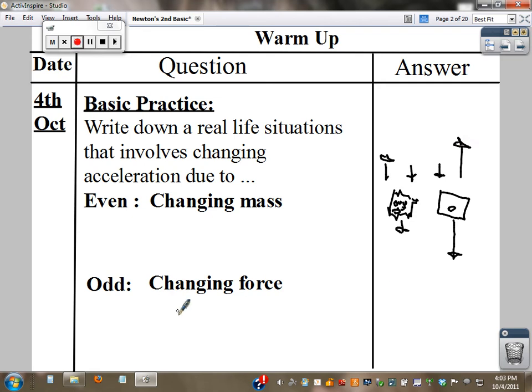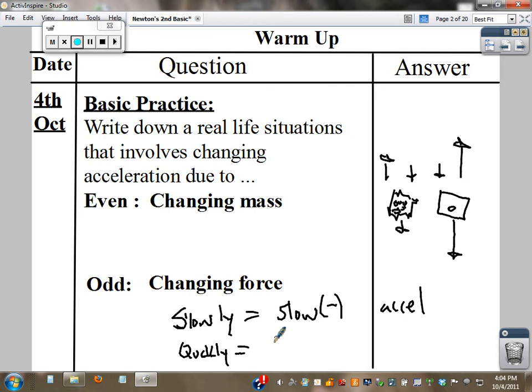Changing force: if you gently press the brakes, you'll stop slowly, which equals slow negative acceleration. Press the brakes quickly, like hard, push the brakes hard, that means fast. You'll come to a stop quickly, negative acceleration. So you change the force by hitting the brakes harder.